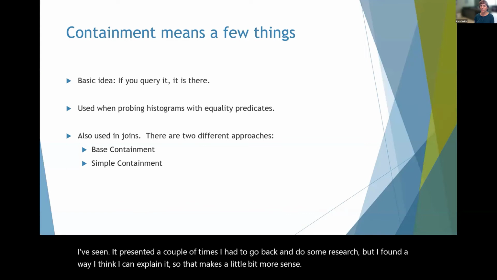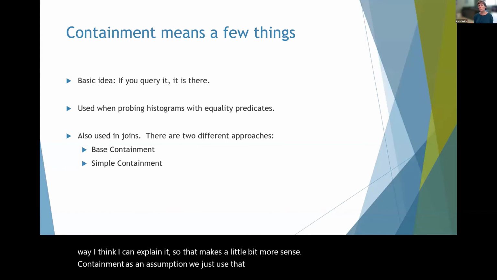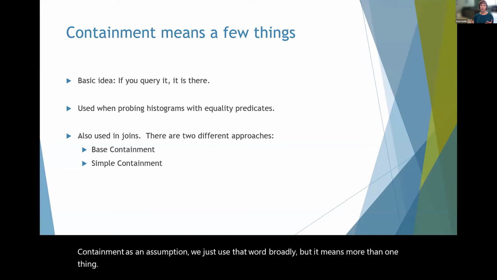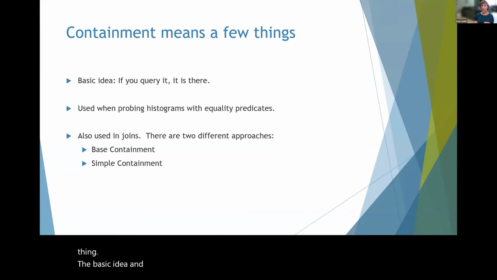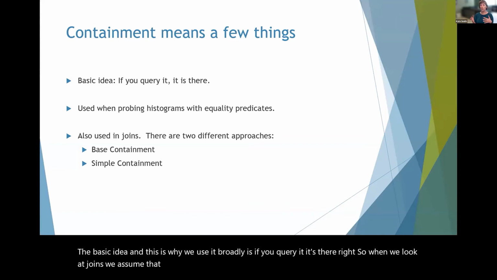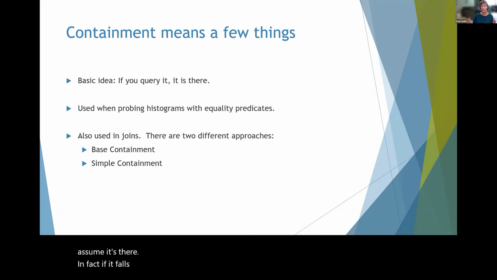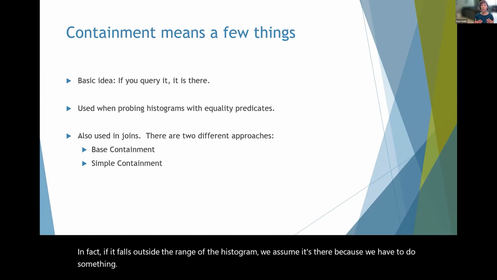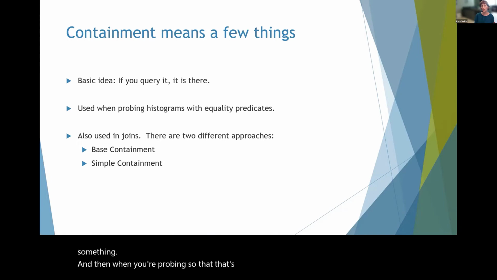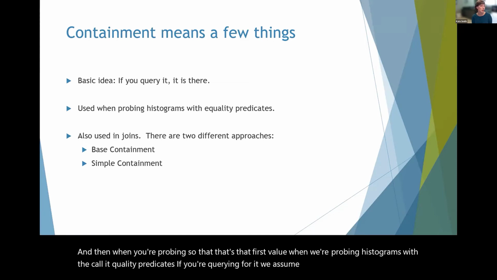So containment as an assumption, we just use that word broadly, but it means more than one thing. Now, the basic idea, and this is why we use it broadly, is if you query it, it's there, right? So when we look at joins, we assume that things join. When you look at an equality predicate, as I showed with the histograms example, you assume that things are there. If it's in a histogram bucket, we assume it's there. In fact, if it falls outside the range of the histogram, we assume it's there because we have to do something. And when we're probing histograms with equality predicates, if you're querying for it, we assume it's there. So that's one meaning of containment.